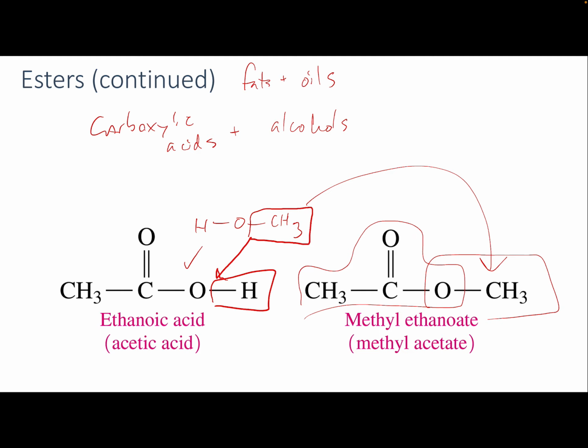The way that we name these, we'll go over that in a minute, but you can kind of see it here. We're going to call the part that's left over on the alcohol by a substituent name, in this case methyl from the methanol, and then the leftover of the acid is our carboxylate. So in this case it was acetic acid, so acetate. It could also be ethanoate, methyl ethanoate.